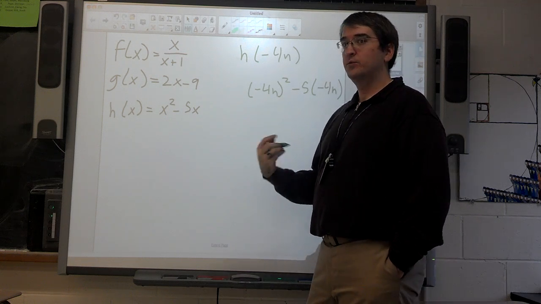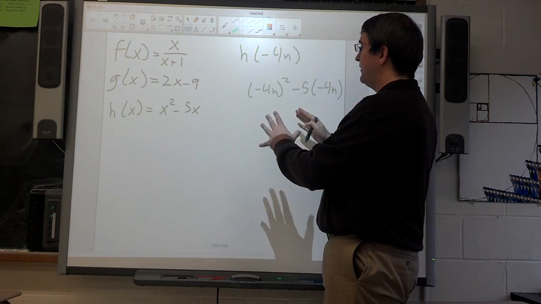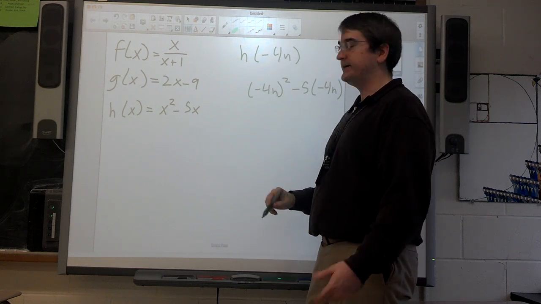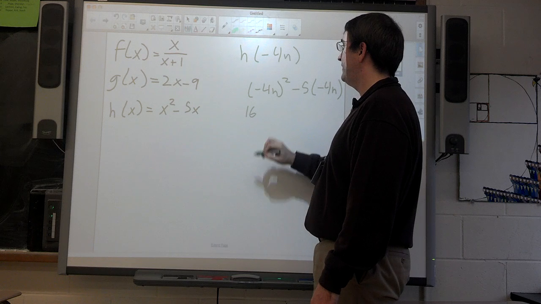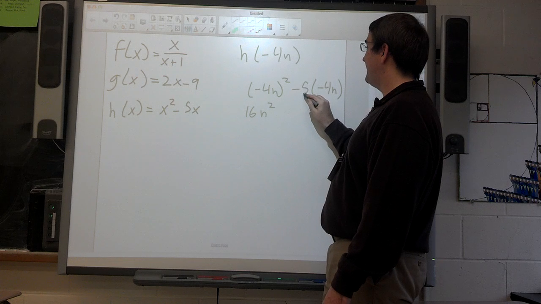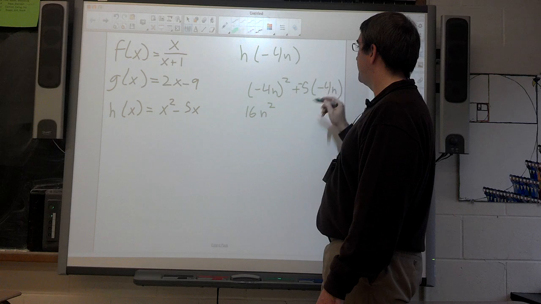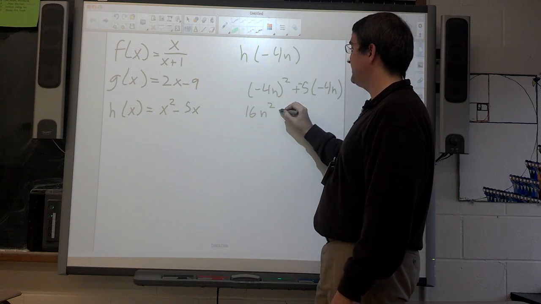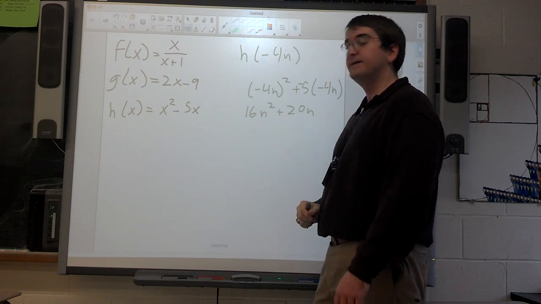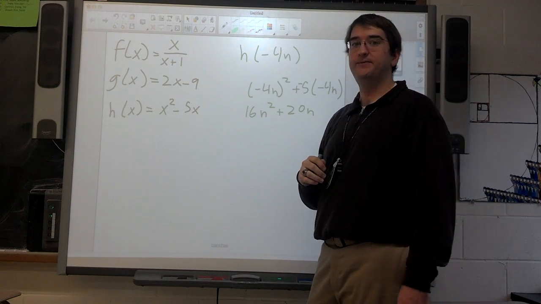Now, when we're squaring and we're doing all the multiplication, we've got to make sure we're careful about the powers and whatnot. So negative 4 to the power of 2, negative 4 times negative 4 is positive 16. And then n times n is n squared. And now I have my negative 5 times negative 4n, because I can make that plus negative 5. Negative 5 times negative 4 is plus 20. So that's plus 20n. And that's my final answer. That would be the most simplified form of that.